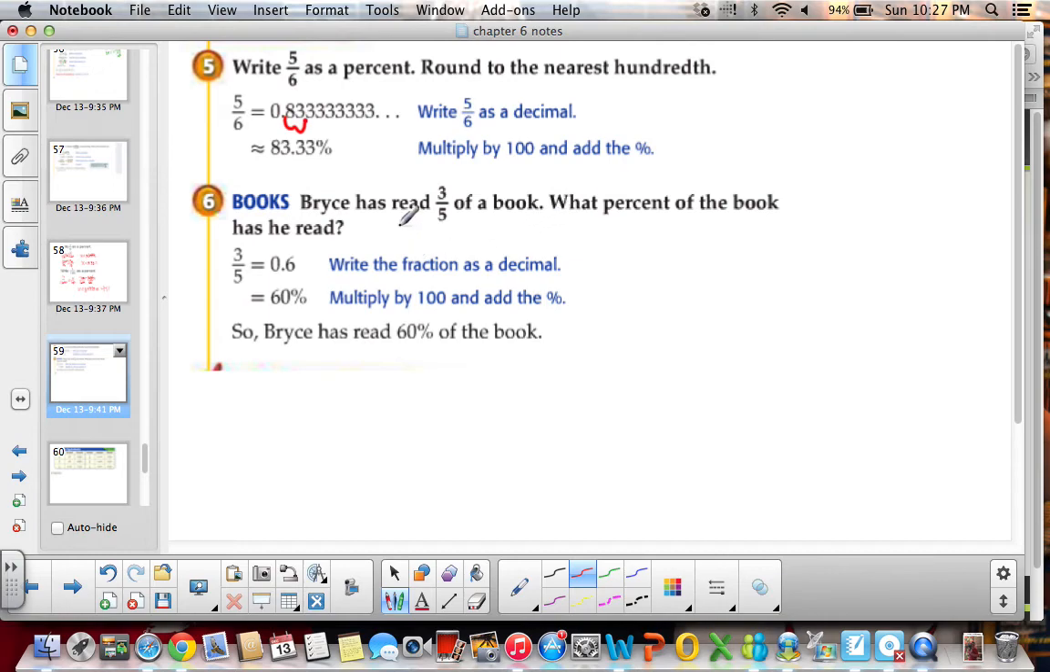Bryce has read 3/5 of a book. What percent of the book has he read? 3/5 we know equals 6/10. So we can multiply 3 times 2, 5 times 2, we get 6/10, which is 0.6. Then we know that we have to move our decimal 2 places to the right, put a 0, so we get 60%.